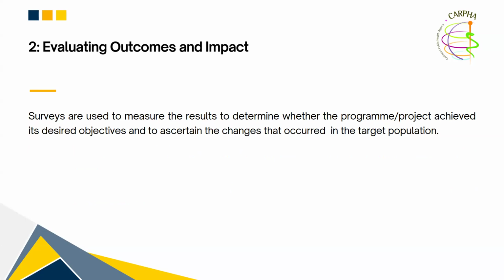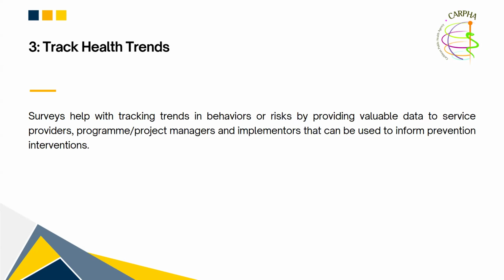Secondly, evaluating outcomes and impacts. We have used surveys to measure the results to determine whether or not our programs or projects have achieved the desired objectives, and also to ascertain the changes that have occurred within our target population. Of course, this is important because when we're talking about outcomes and impact, we're looking at the changes that have occurred based on the implementation of an intervention that had specific objectives. So using surveys to capture information to support evaluation is very critical.